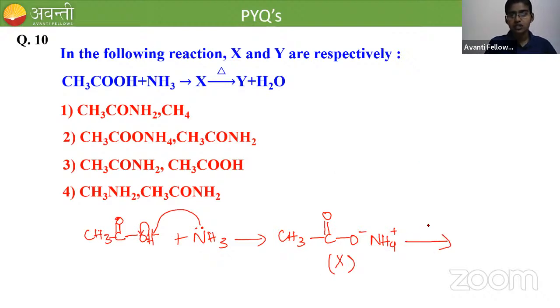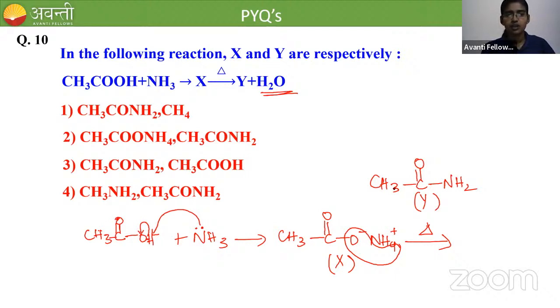So compound X on strong heating forms Y. On strong heating, what happens? Water gets eliminated. How does it get eliminated? Two hydrogens go from NH4, and oxygen from the carboxylate ion comes out. So finally, what we have in the structure is CH3CONH2, which is called an amide, and this is compound Y. It is given in option 2, right? Option 2 is the correct answer. We are getting ammonium acetate and acetamide as the answer.